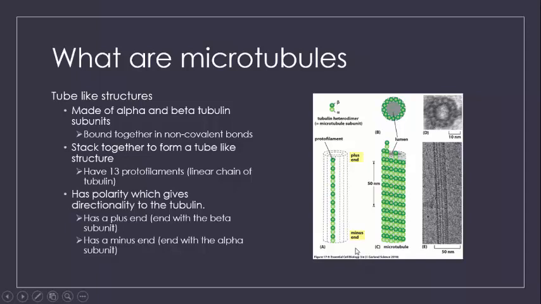One very important aspect of these microtubules is the polarity of the tubulin. When the beta subunit is exposed at the end of the microtubules, this is said to be the plus end. Conversely, when the alpha subunits are exposed, this is said to be the minus end.